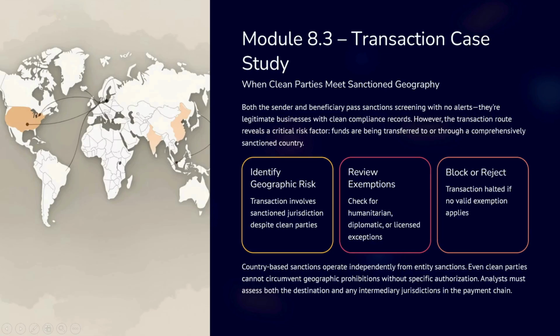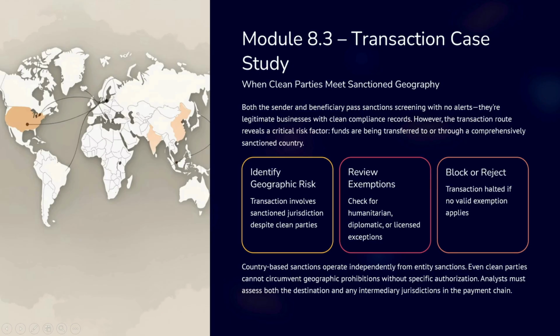Let us now discuss a transaction based scenario. A customer initiates an international wire transfer. The sender and receiver names do not appear on any sanction list. However, the transaction involves a country that is subject to sanction. In this situation, the sanction risk arises not from the individual involved, but from the geographic exposure.